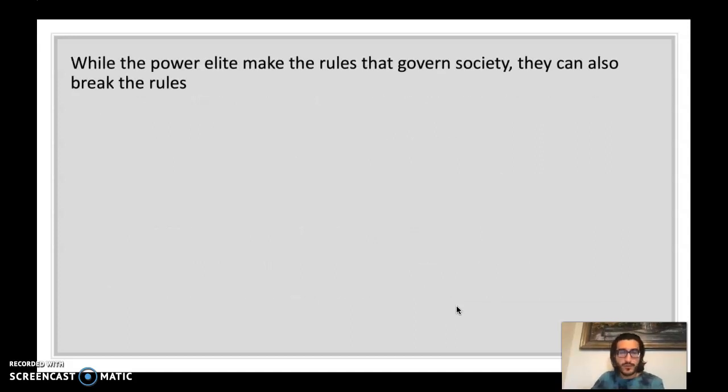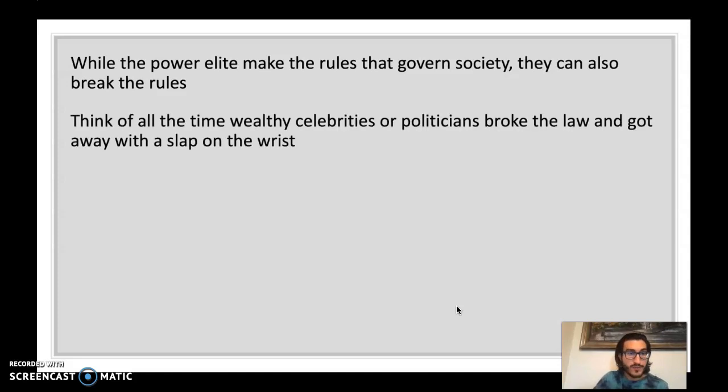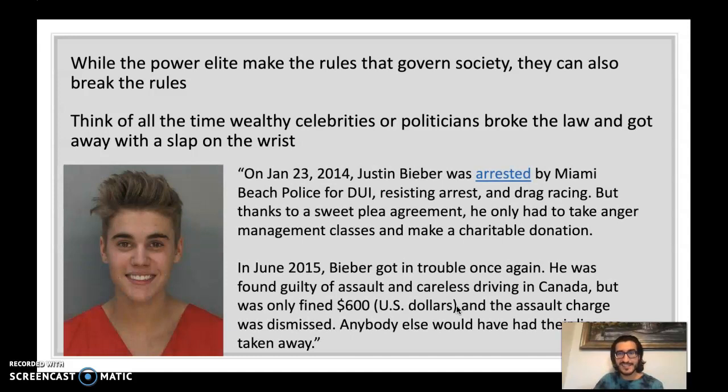While the power elite makes the rules that govern society, they can also break the rules. Think of all the times wealthy celebrities or politicians broke the law and got away with it, just a slap on the wrist. For example, good old Justin Bieber got in a lot of trouble a few years ago, but no matter how ridiculous the crimes were, no matter how many times he was arrested, he kept getting away with just, maybe a night in jail and then paying a fine the next day. Whereas if this would have been a lower class person or a person of color, the odds of them getting more severe punishments for this are definitely likely.